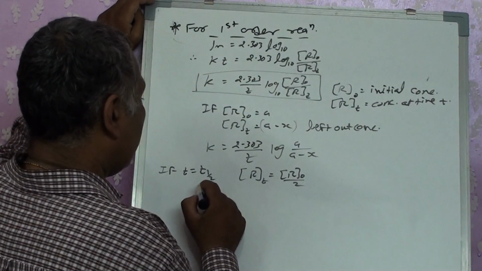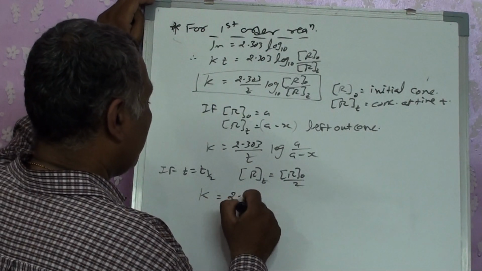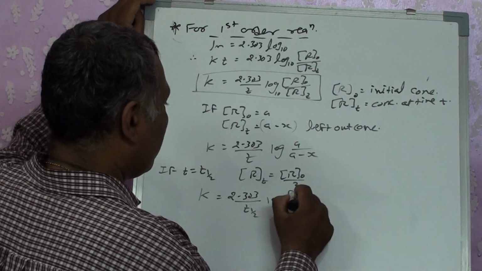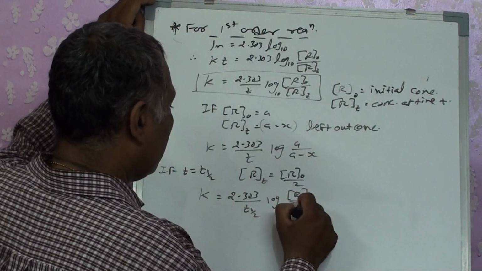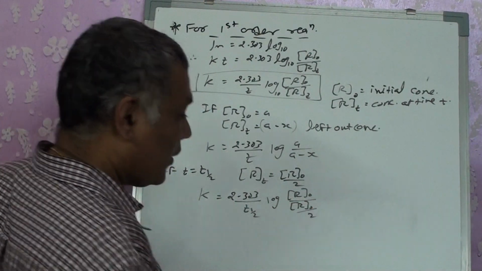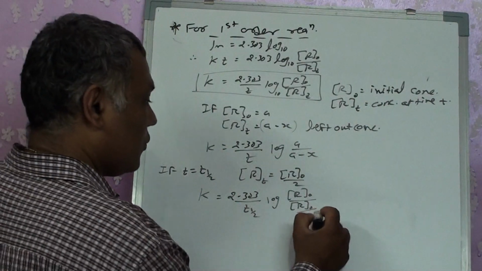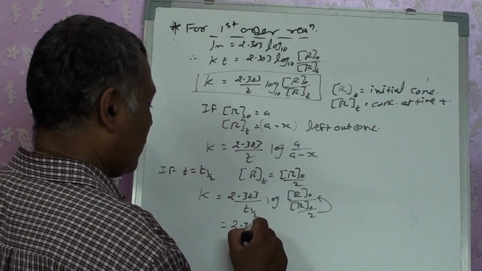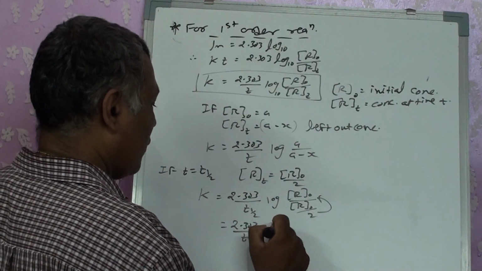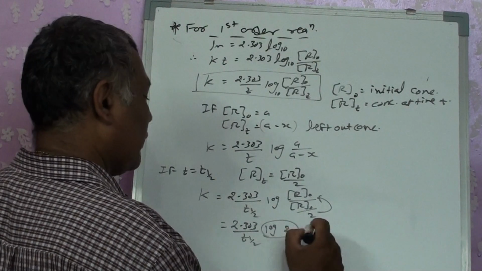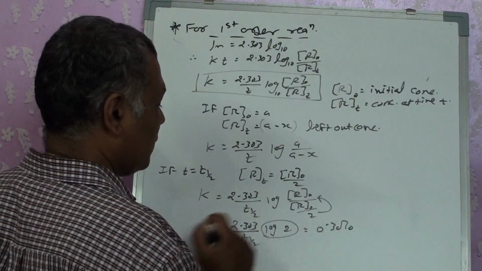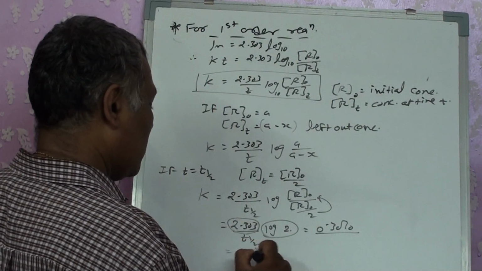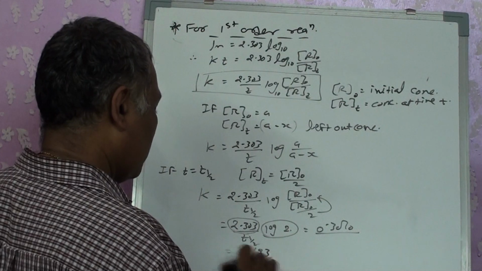So we get K is equals to 2.303 by T half log R0 by R0 by 2. Here what happens? This 2 goes in the numerator, this is cancelled out. So we get 2.303 by T half log 2. But log 2 is 0.3010. 2.303 into 0.3010 gives me the answer 0.693 by T half.